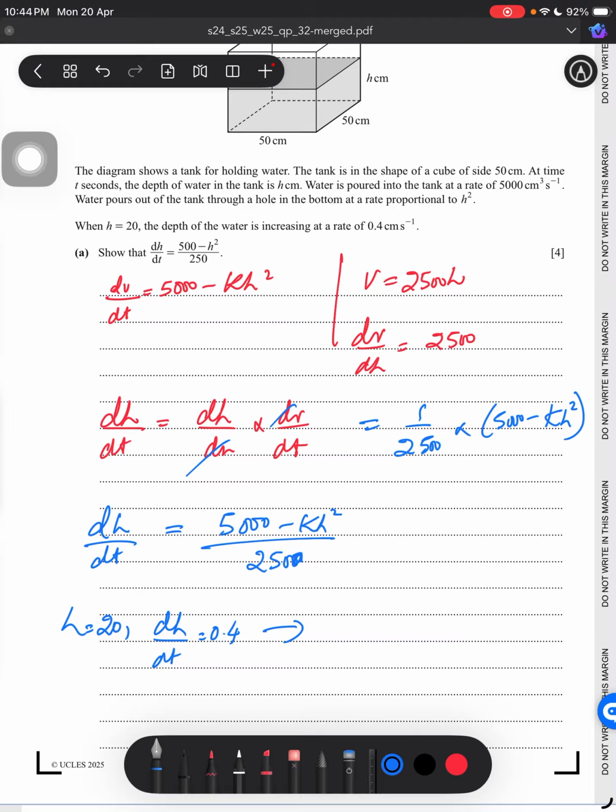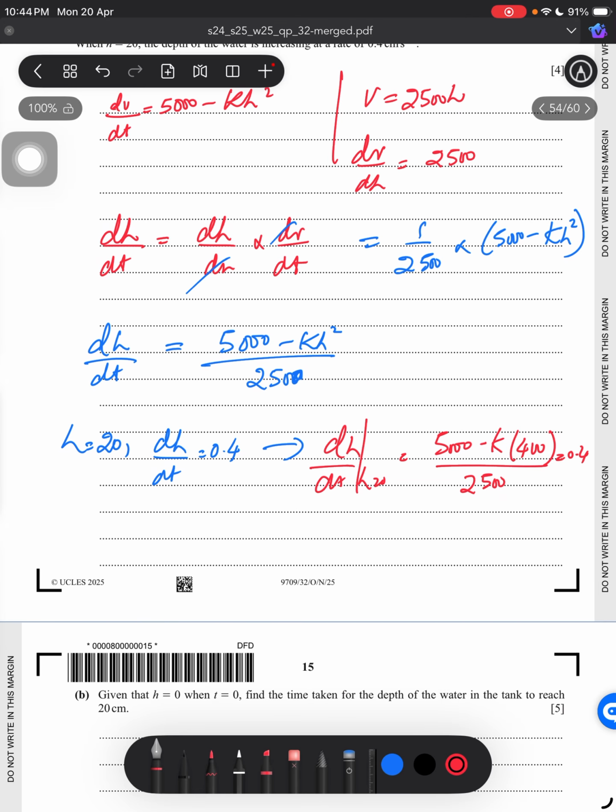We would get dh/dt when h is 20. So 5000 minus k root 400 over 2500, and this would equal 0.4. So using the calculator we just have to find the value for k.